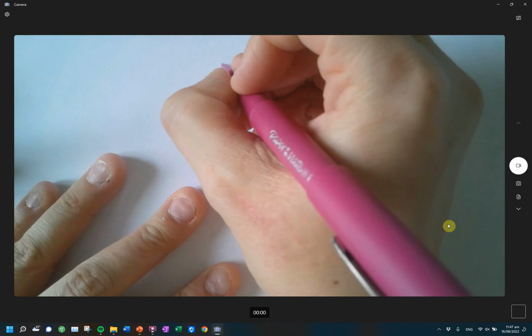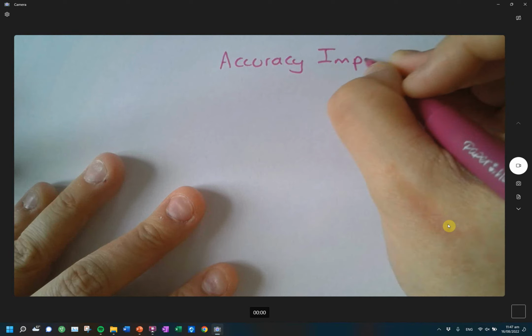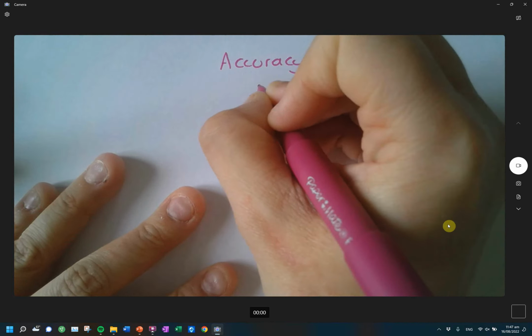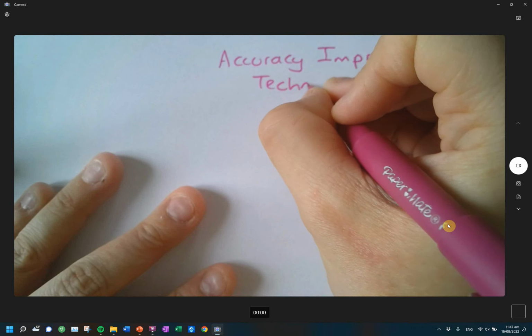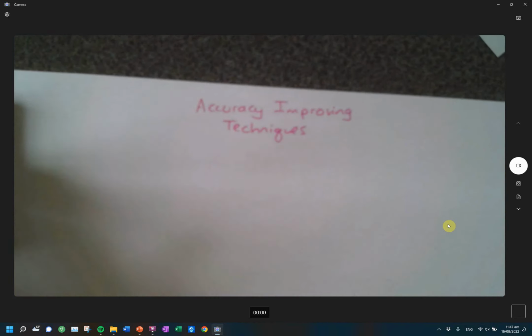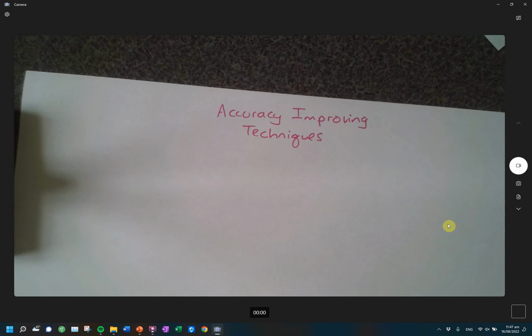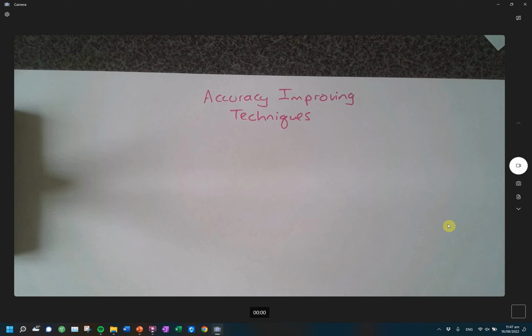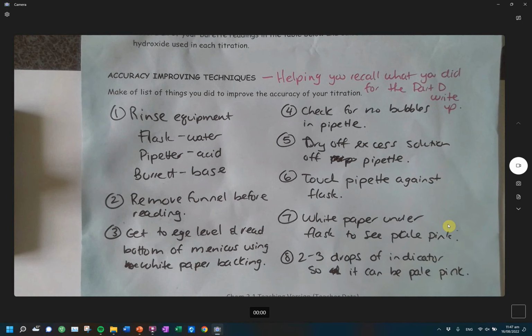I'm going to write it over here. Accuracy improving techniques. And what I basically want to do with this is show you what I'm looking for in comparison between an achieved, a merit, and an excellence level answer, just so you guys know how much you need to write. So the reason why I wanted you guys to write this down when you're doing your practical is so that you remember what you did to improve your accuracy.